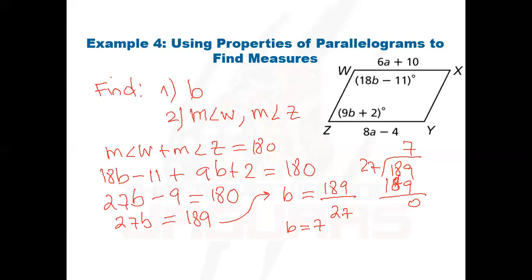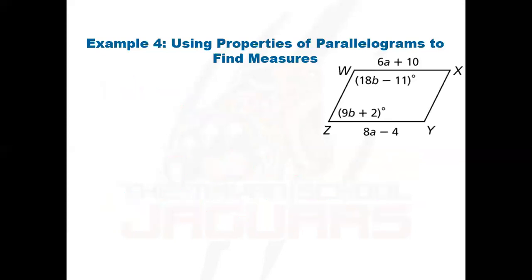And then, since I need to find the angles, let's keep in mind that the value of b is 7. Now, let me erase all this because I don't have more space, guys. I don't have more room. And remember, the value of b that we found was 7.